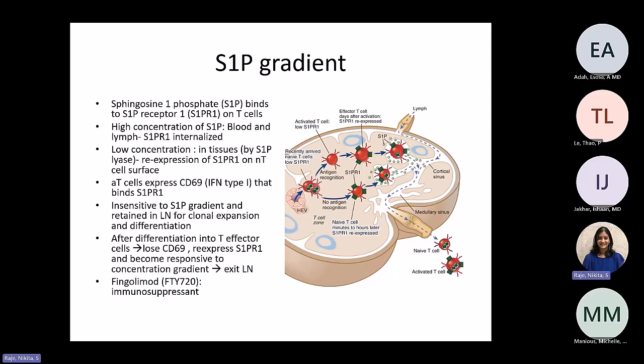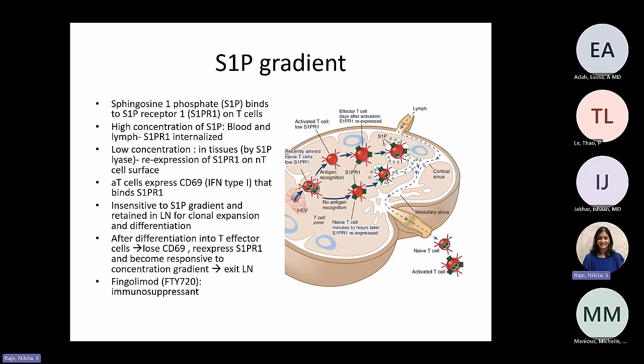So it becomes insensitive. So it's not going to move along that gradient. It doesn't matter where the S1P is. That cell is going to stay there. When that S1PR1 comes out is when it's going to follow the gradient. And the gradient is from high concentration to low concentration. So it moves out of there to go to the low concentration site. So when they lose their CD69, there is re-expression of S1PR1 so that it can get out of that lymph node. Does that even answer your question?